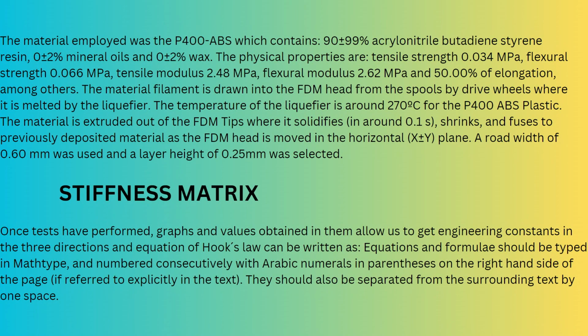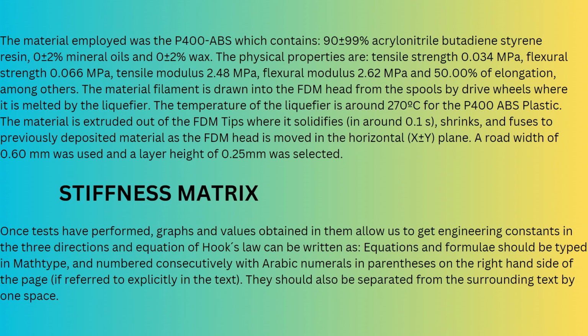The material employed was the P400 ABS, which contains 90 plus or minus 9% acrylonitrile butadiene styrene resin, 0 plus or minus 2% mineral oil, and 0 plus or minus 2% wax. And the physical properties are tensile strength 0.034 megapascals, flexural strength 0.066 megapascals, tensile modulus 2.48 megapascals, flexural modulus 2.62 megapascals, and 50% of elongation among others.